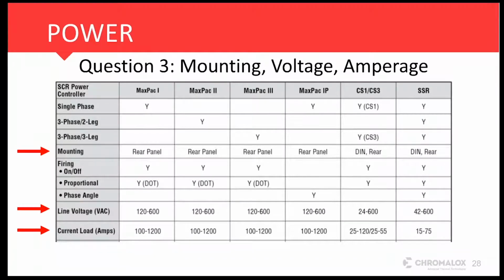Okay, question 3 is also really simple: mounting, line voltage, and current. For the mounting, a lot of the time, as far as how a panel is constructed, these SCRs and SSRs are just mounted to the rear of the panel. There are also, for some smaller SCRs, DIN rail mounted. That's usually not a make or break for any customer unless we're replacing an existing piece of equipment, but something to keep in mind. And then the line voltage and current load are really simple. You just want to make sure that whatever you choose matches up with the heater demands that they're controlling. That's really all there is to it.